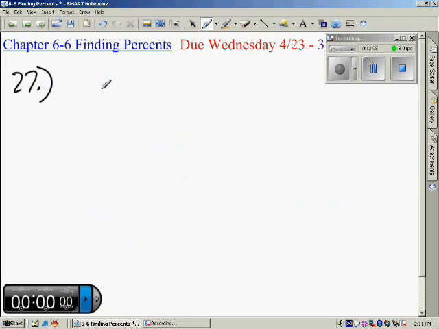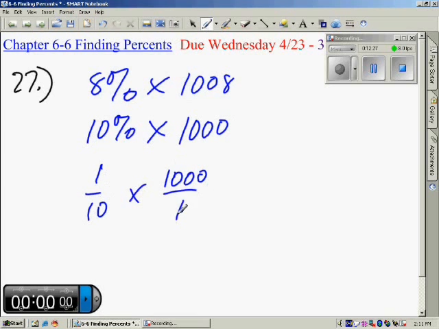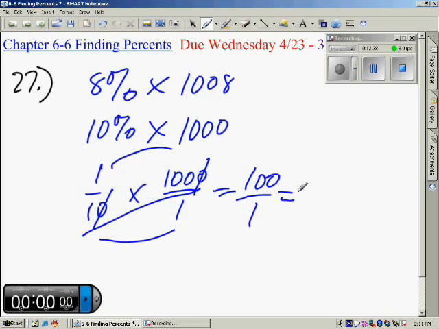Okay? 27. 8% of 1008. Now basically this is 10%, so I would just estimate 10% of 1,000. If you look at the 10% chart, you get 1 over 10 of 1,000 over 1. When we're dealing with zeros here, you can cross multiply, just crossing 1 zero out. So you're basically at 1 and 100. So 1 times 100 equals 100, and 1 times 1 equals 1. So your answer is 100.